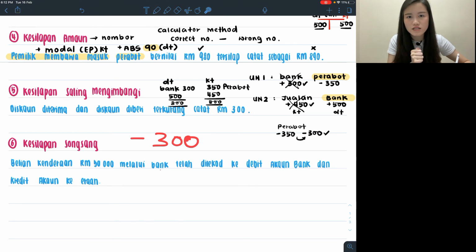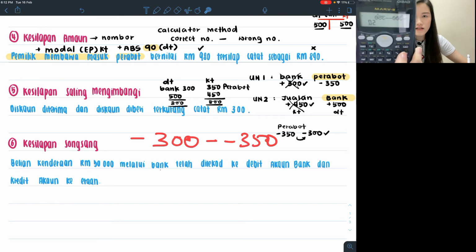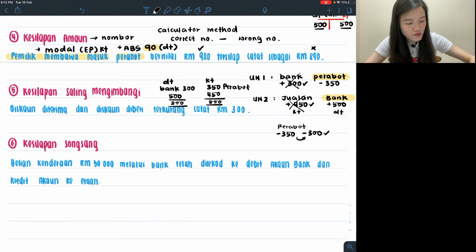But what is the difference between the correct one and the wrong one? Minus wrong number. Now you see double negative. So negative 300 minus negative 350. Answer, what can you find on your calculator? You guys can look at my screen here. It's supposed to be 50. So with just 50, no symbol, meaning to say we are supposed to add on 50 ringgit.